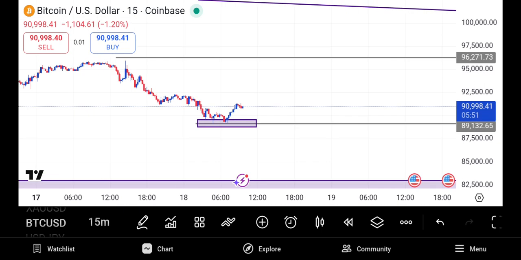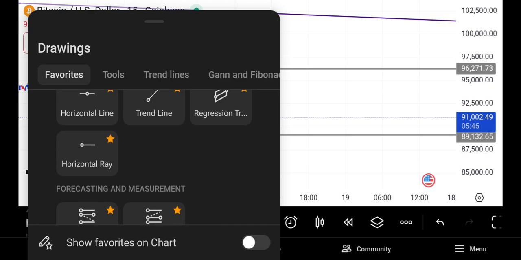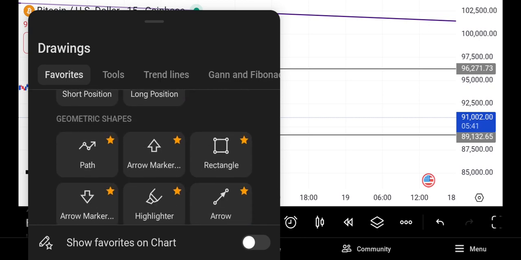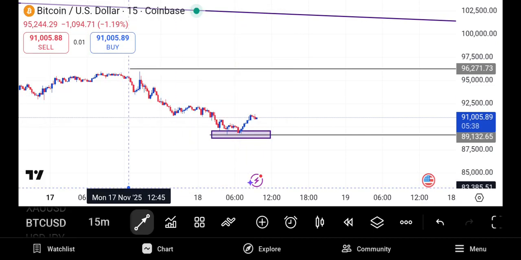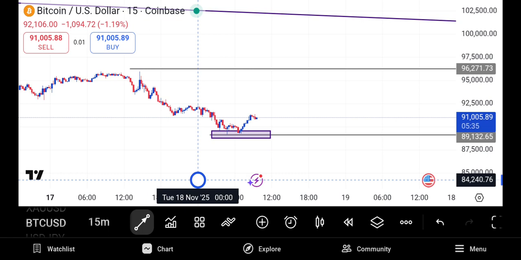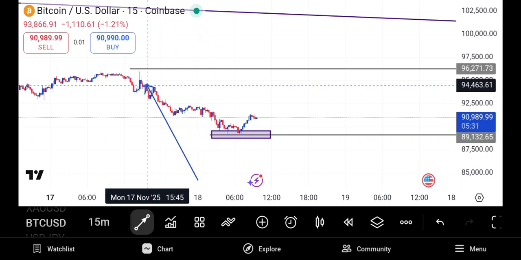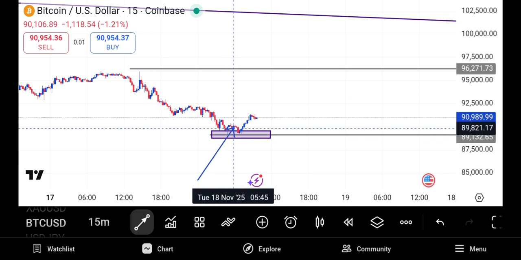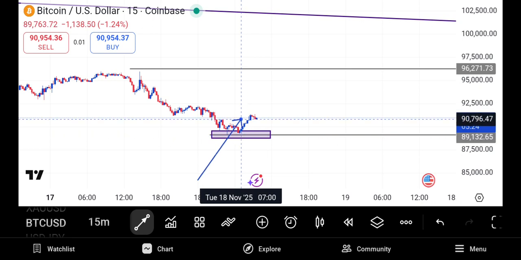So now we see that we got that support right there, and hence y'all can see that the moment price created that support, we respected the zone. And this is what I mean by that. We respected the zone. Hence y'all can see that price came down and we started consolidating, and we respected the zone, and we created a bullish move to the upside.